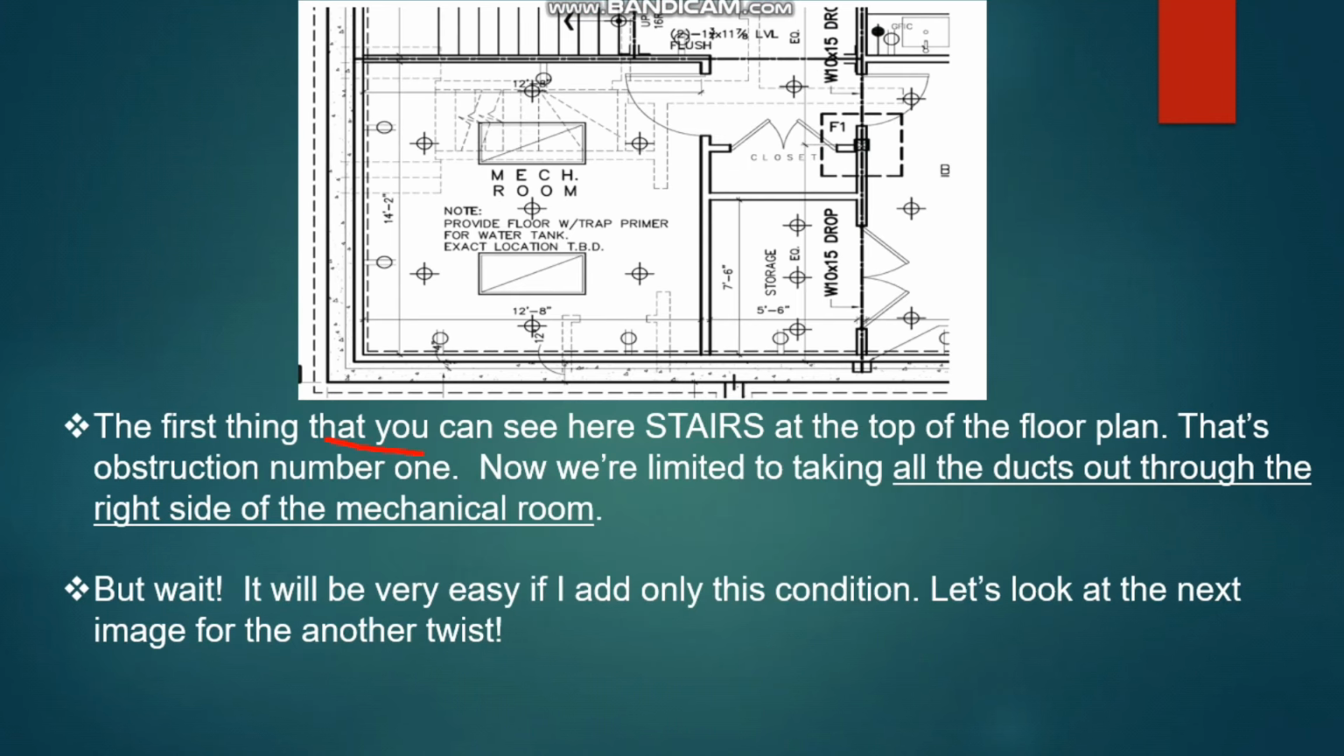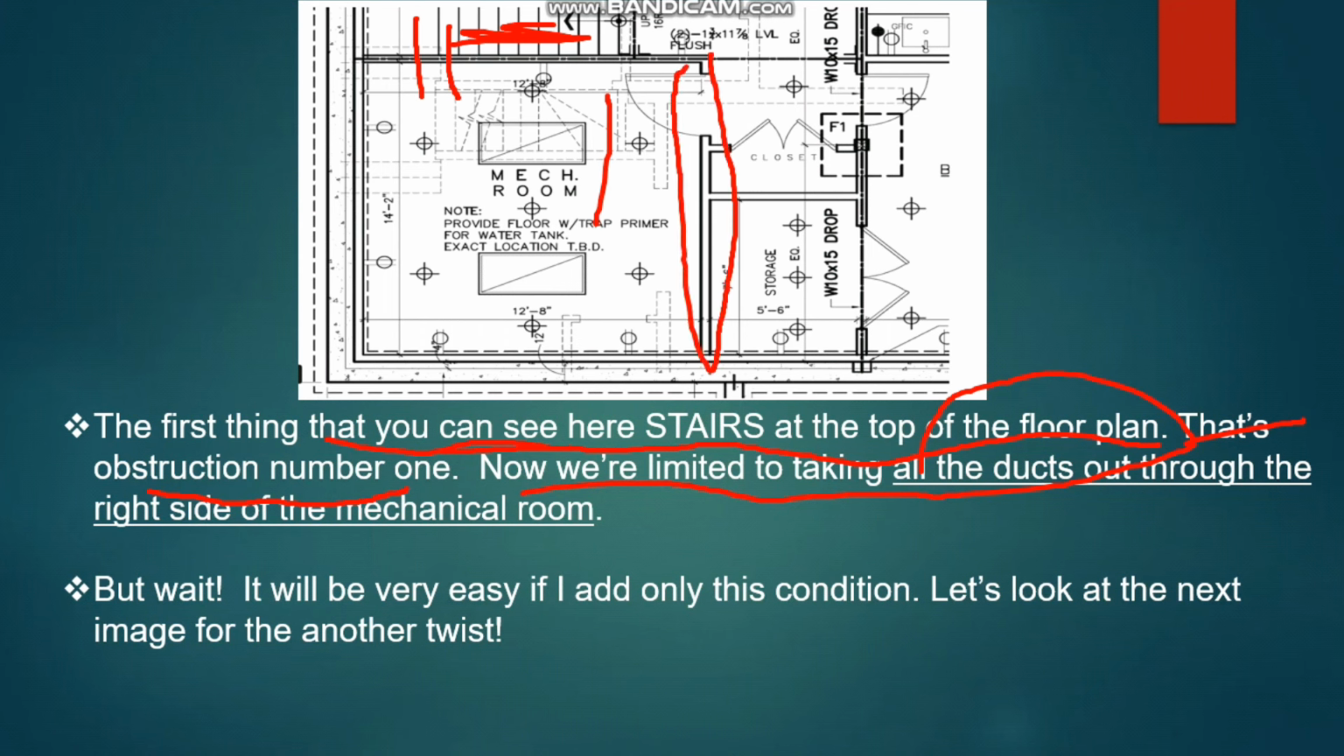So the first thing you can see here, over the mechanical room there's a stairs. You can see the stairs at the top of the roof floor plan. That's obstruction number 1. Now we are limited to take all the ducts through the right side of the mechanical room, because you know that we cannot take any supply or return duct through the stairs like this. So now we are allowed to take the duct only from the right side, I mean through this area. Through this area only we can take all the ducts. So this is obstruction number 1.